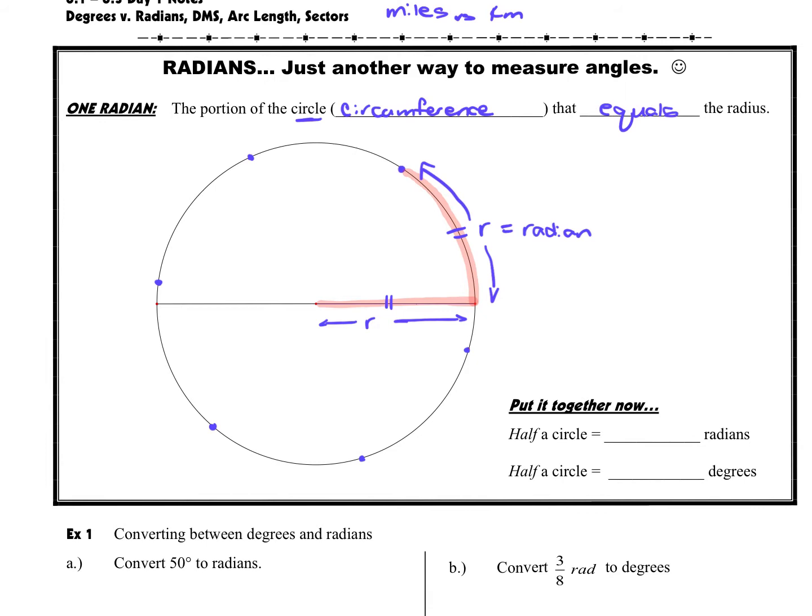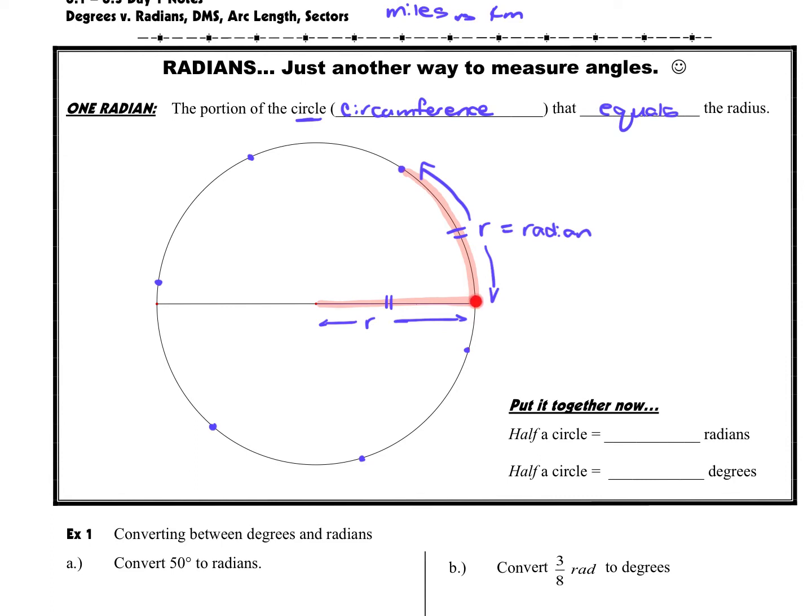Now, notice that 1 radian is way bigger than 1 degree. These are nowhere close to the same size, okay? So 1 radian, if we eyeball it, you can start to get a feel for about how big that is. You should probably have a good feel that 1 radian is about 60 degrees, and that is going to be about true. It's not exact, but it's going to be pretty close.